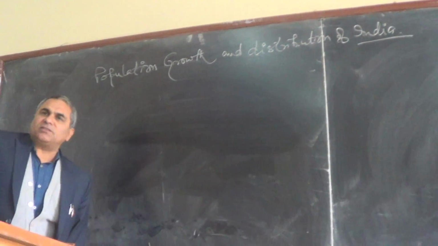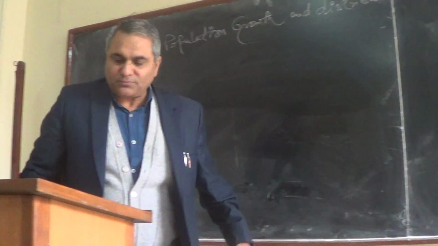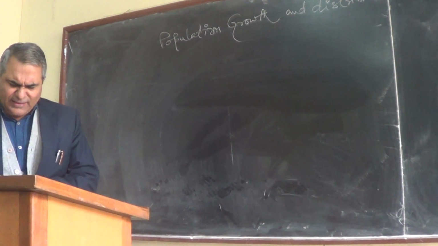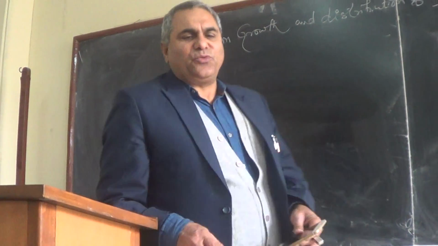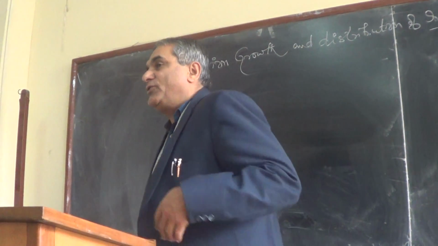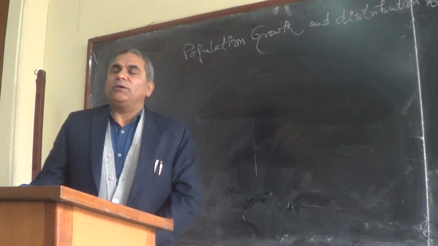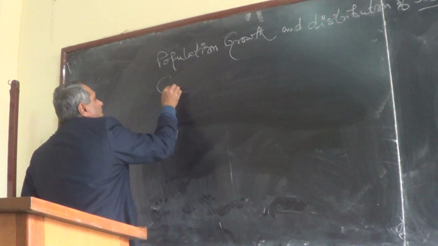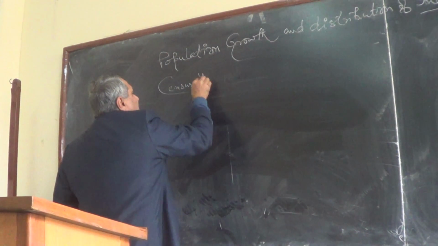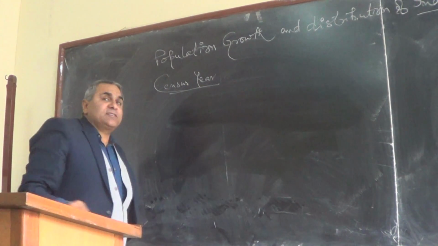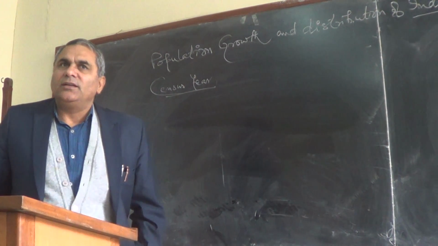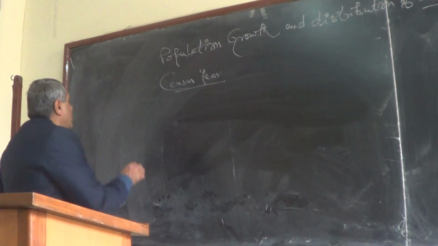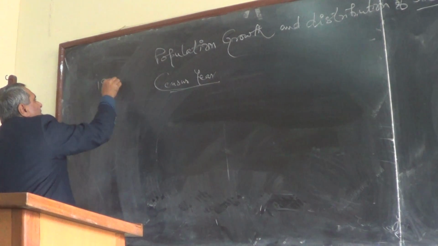While discussing the population growth and distribution of India, we have to analyze the demographic statistics of India in different time periods. In my previous class, I gave you the population size according to the different censuses. When was the first census conducted in India? It was 1872. So the first census was 1872.